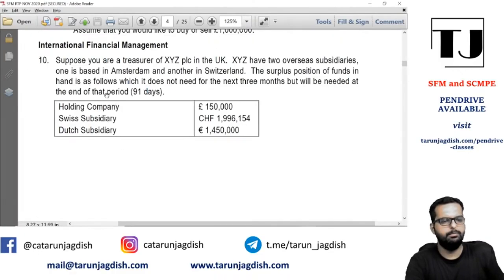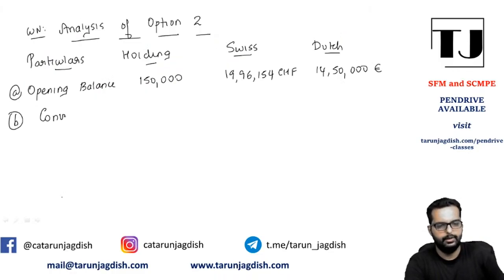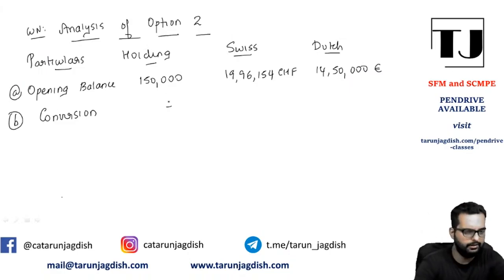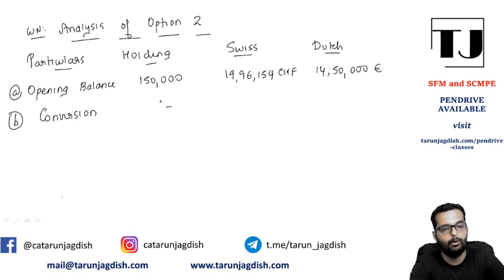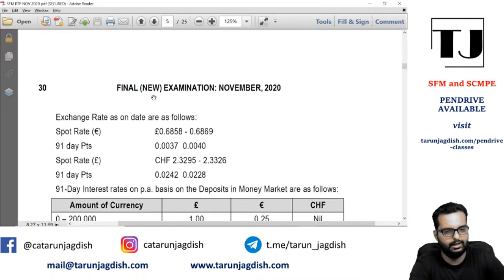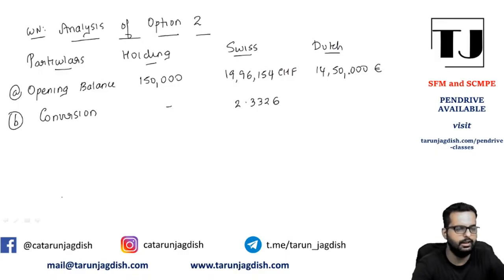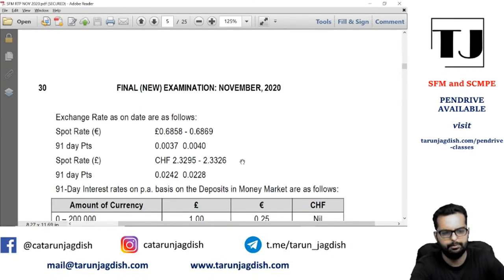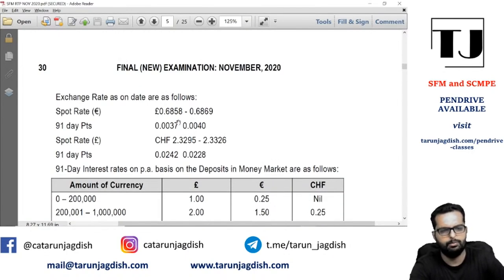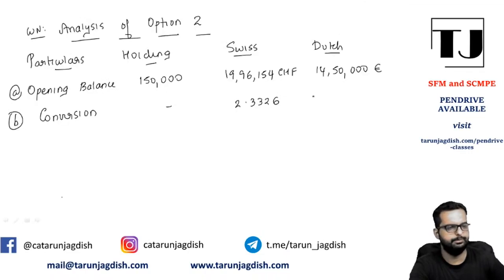Am I right? Point number B over here would be the conversion rate. Now we will directly take the conversion rate. Not applicable over here. Swiss, I am selling CHF. The bank is buying and selling back. It will be the spot ask rate now. So what is the spot ask rate that we have over here? 0.686. We have 2.3326. And in the second case, Dutch case, we are giving euro, the bank is buying euro, it will be the bid rate. What is the bid rate that we are having over here? Spot bid rate 0.6858. Sterling bar euro.